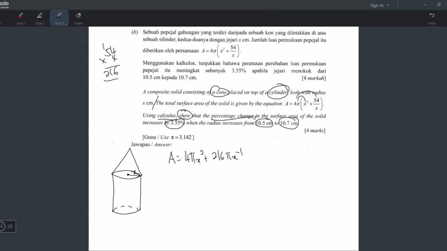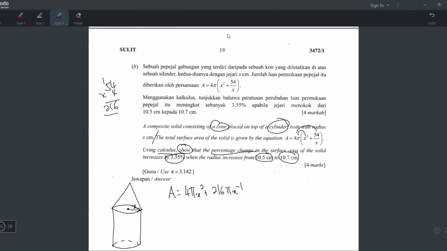All right, let's talk about the percentage change formula. To get the percentage change, you have to use this formula. Take the small change. This one is the percentage change in surface area, so let's say in A. The percentage change in A will be delta A over A, the original value, times 100. That's how you find the percentage change. And to find delta A, you take the new value minus the old value.